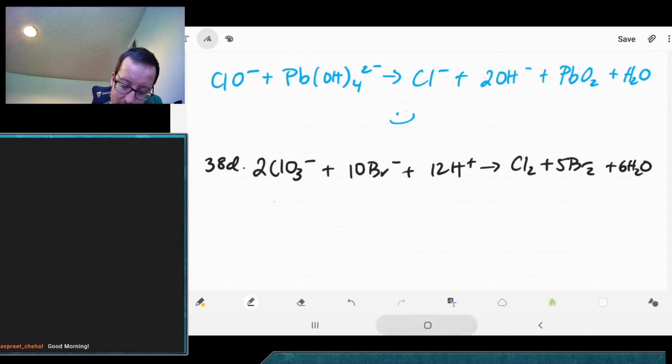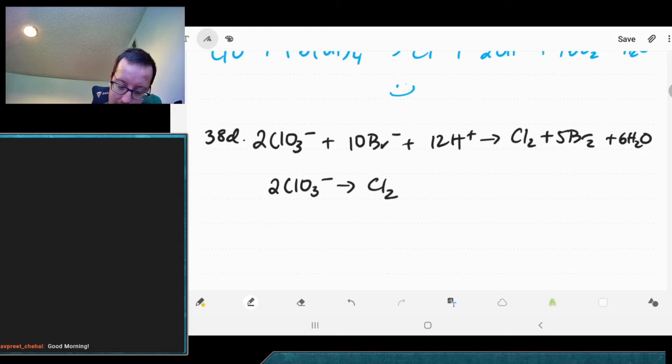Hopefully we can see that one of them is this reaction, and then the other one, our oxidation reaction, is the oxidation of bromide to bromine.